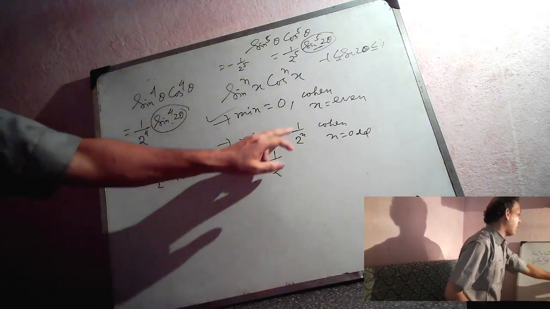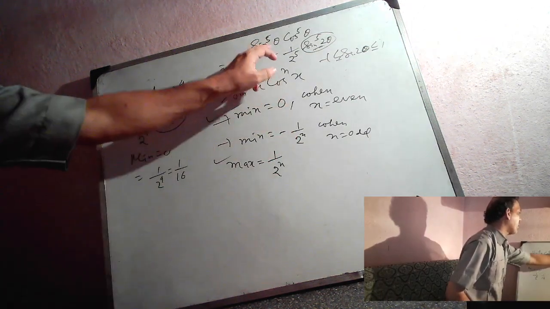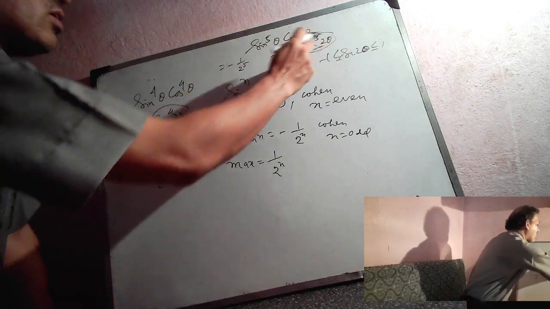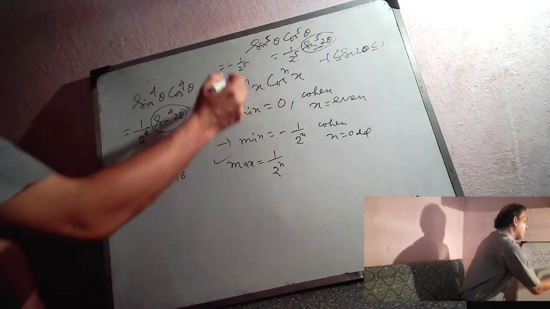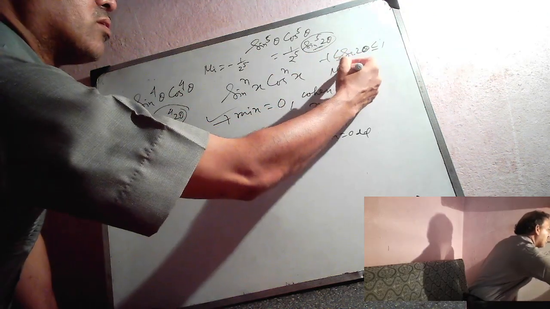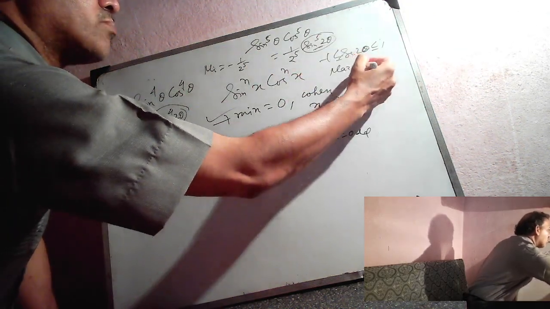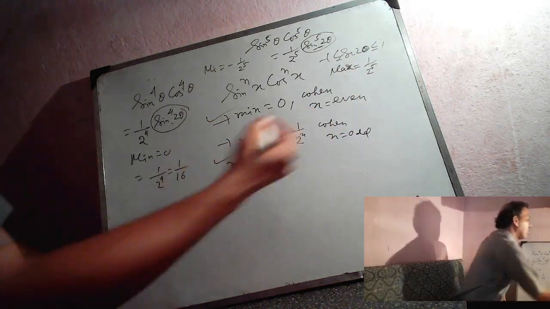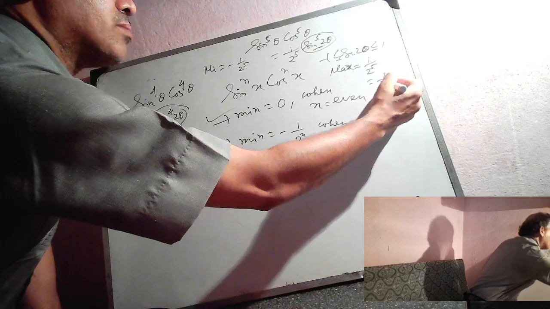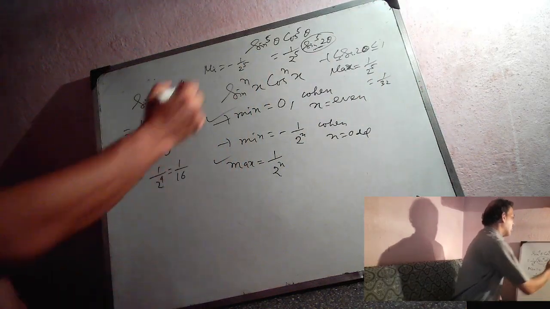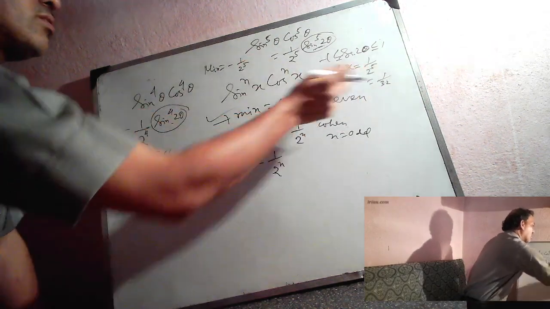So its minimum will be minus 1 by 2^n, n equals 5. Maximum value 1, so maximum will be 1 by 2^n, that means 1 by 2^5. So the maximum will be 1 by 2 power 5, or 1 upon 32. This will be the maximum and minus 1 by 32 will be the minimum value. This is minimum and this is maximum.